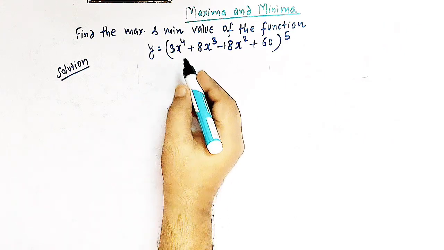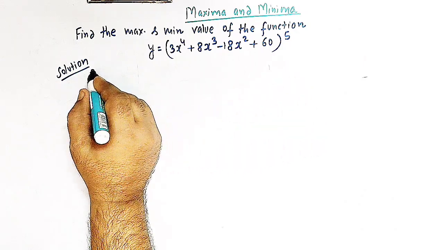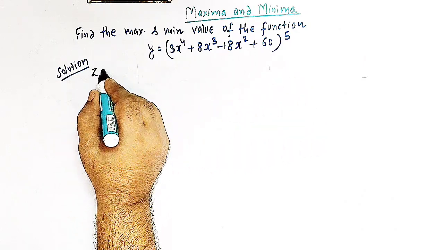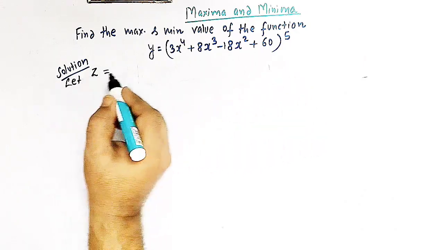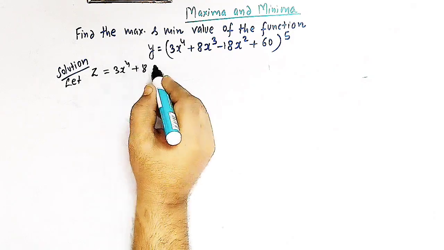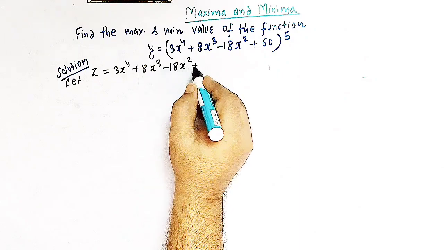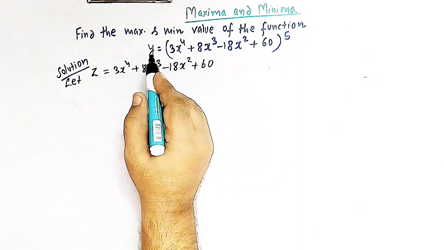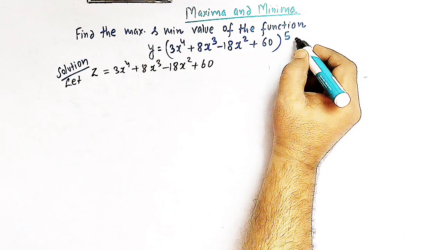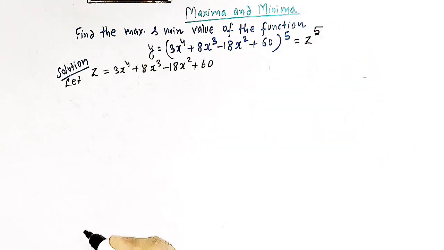Here, let us first assume this polynomial as a function, say z. So we'll take z is equal to 3x^4 + 8x^3 - 18x^2 + 60. Then this function y takes the form z raised to 5, right?